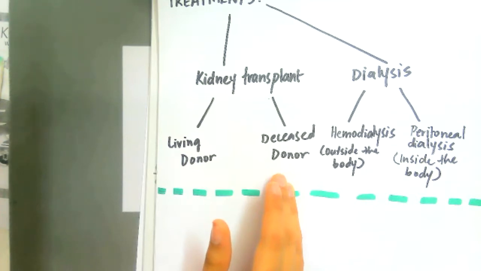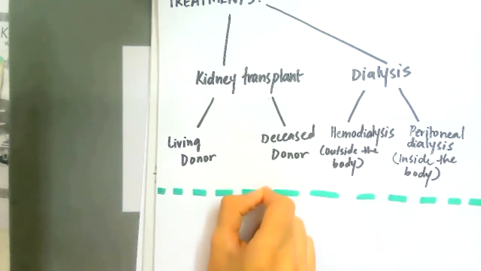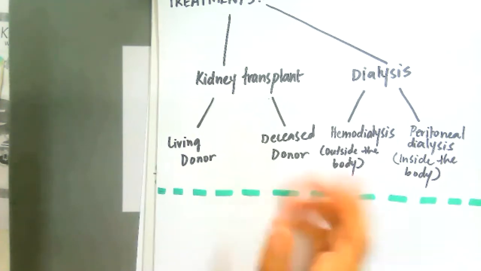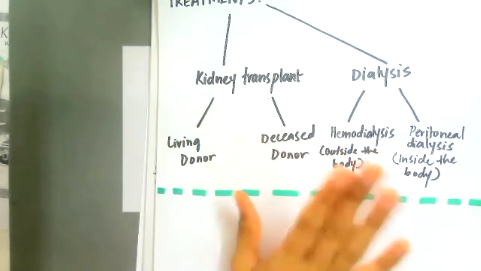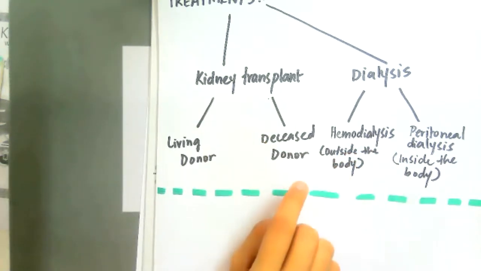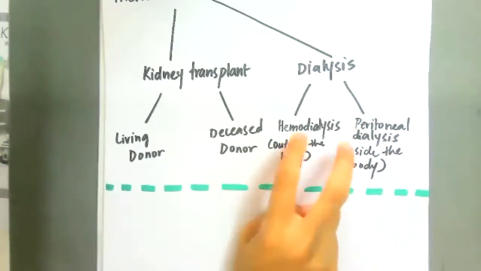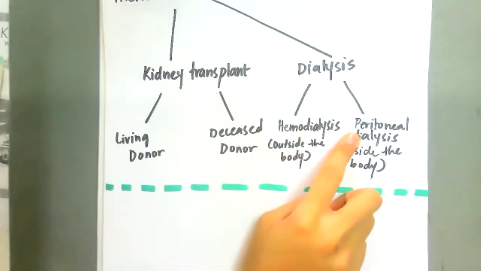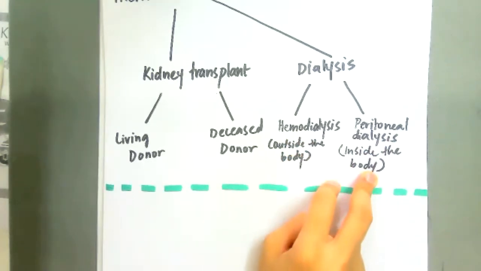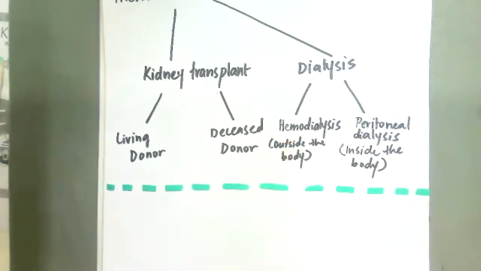Now, suddenly is important because the kidney still needs to be able to function. If the body was lying around for a long time, the kidney stops receiving blood supply and stops working, so it's of no use. The other way is dialysis. There are two types of dialysis, hemodialysis and peritoneal dialysis. This one's outside the body, this one's inside the body. First I'm going to explain hemodialysis because this one is pretty similar.